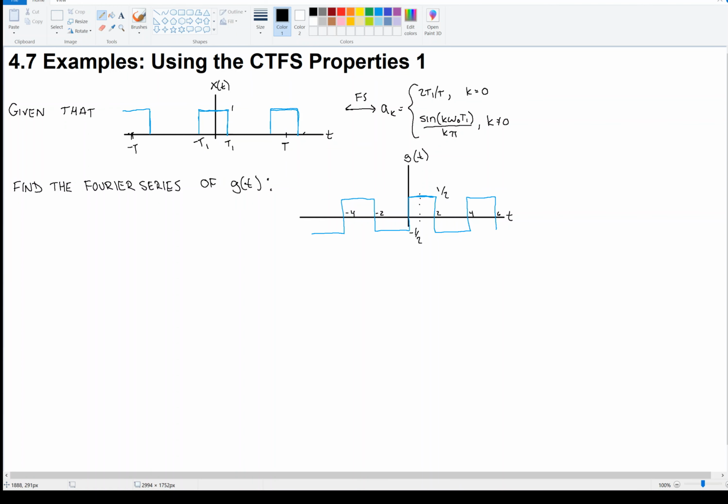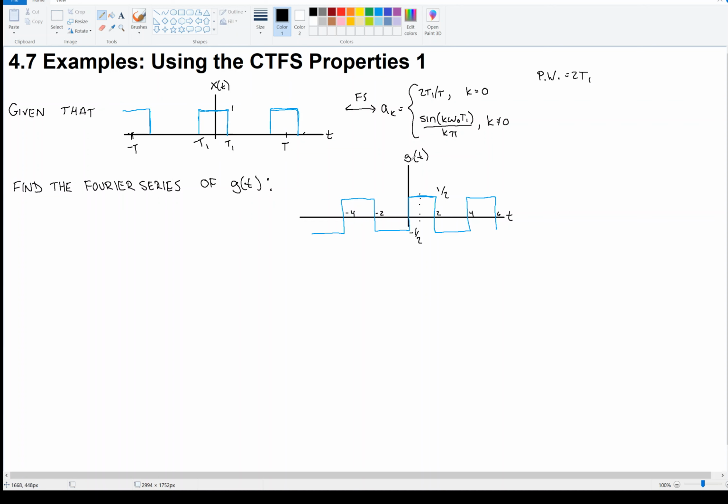So now we see that x of t and g of t might be related. Can we use the result from x of t and apply it to g of t to get its Fourier series coefficients? So if you look at x of t, it's got a high value of 1 for 2t1 units of time, t1 to the left and t1 to the right. So we might say that its pulse width is equal to 2t1.